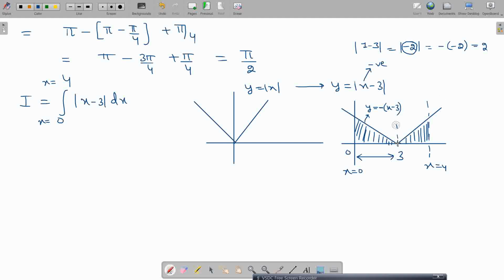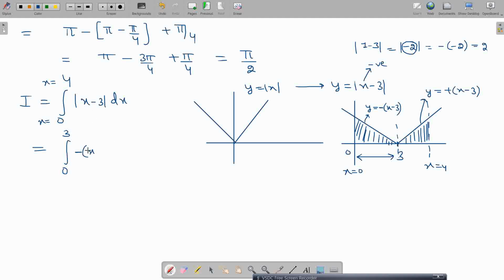Now after x equals 3, the equation will be positive, x plus x minus 3, right? Because after 3, whenever you put in any number, the value inside the modulus will be positive. Okay, so now what is the value of this integration? You have to break the limits again, because from 0 to 3 the function is different.